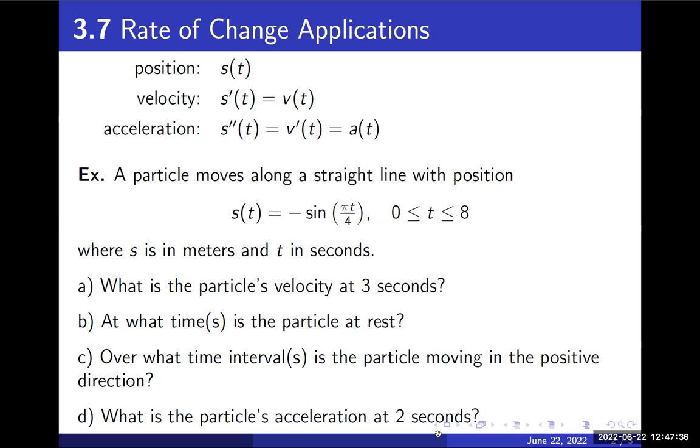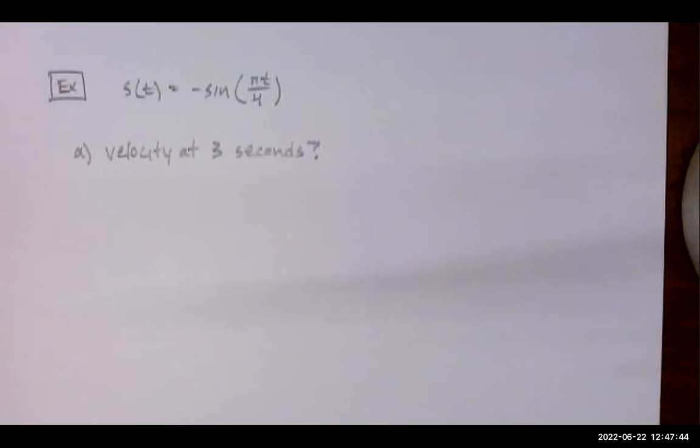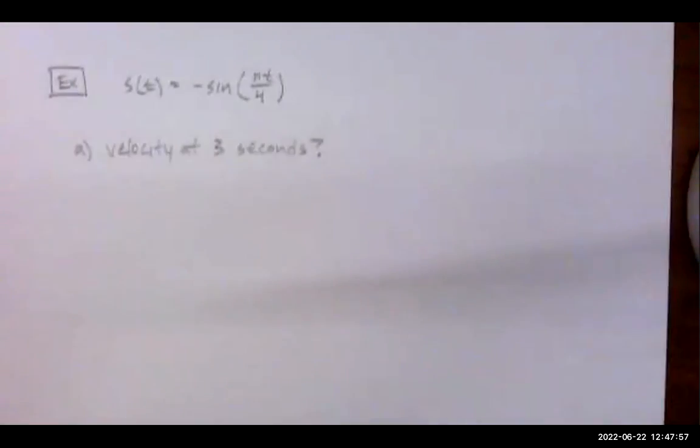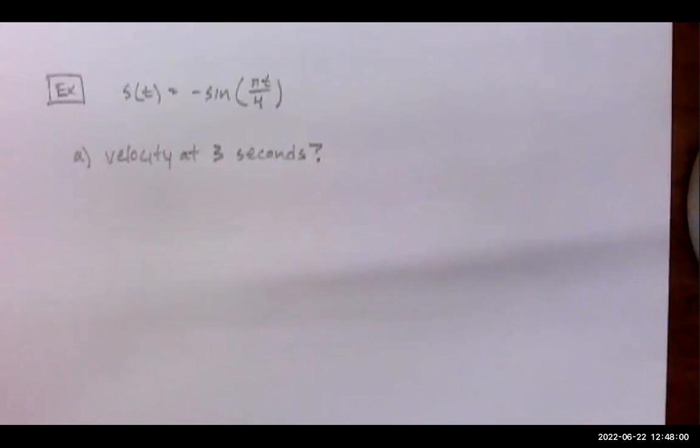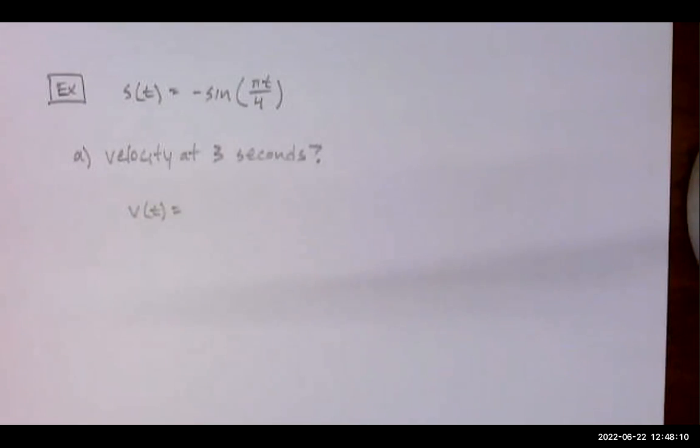Let me go ahead and switch. All right, here we go. So s of t was equal to negative sine pi t over 4. And part A was, what's the velocity at 3 seconds? Well, for velocity, of course, we need a derivative. So I'm just going to call it v of t, and we'll know we're taking a derivative. So, derivative of negative sine pi t over 4.